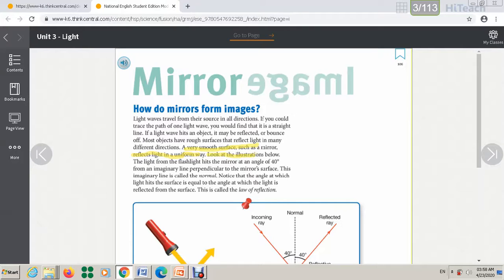Look at the illustration below. It shows here how it will be. I want to show you after I make this highlight here. This part is very important. Okay, then if you finish highlighting, let's go down to the figure.